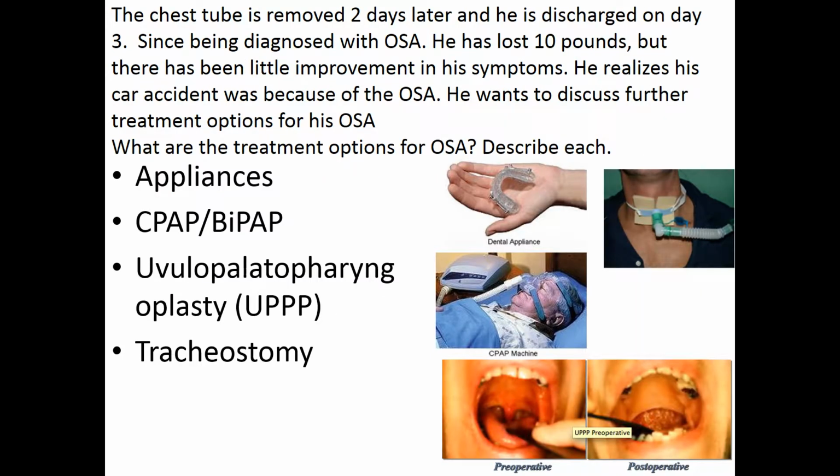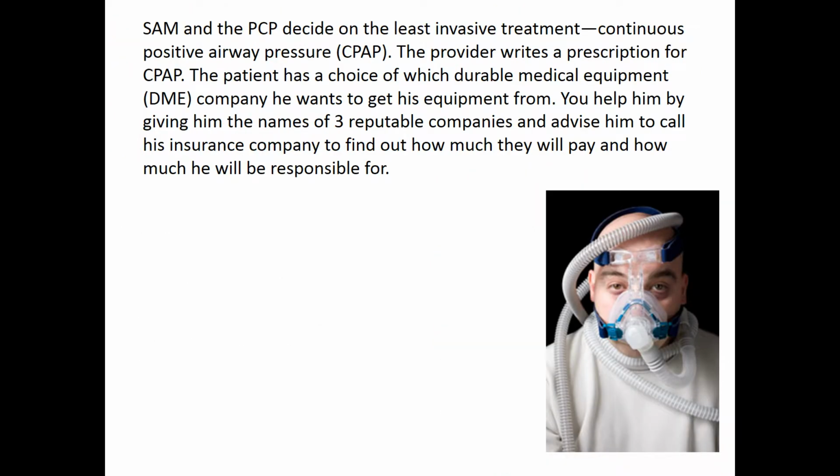Tracheostomy is sort of the last resort. So that's how we're going to fit trach into this whole thing here. See how I did that? Poor guy with sleep apnea. Now he got in a car accident. Now he has to have a trach. Okay, so Sam decided, okay, least invasive, let's go for the CPAP machine.